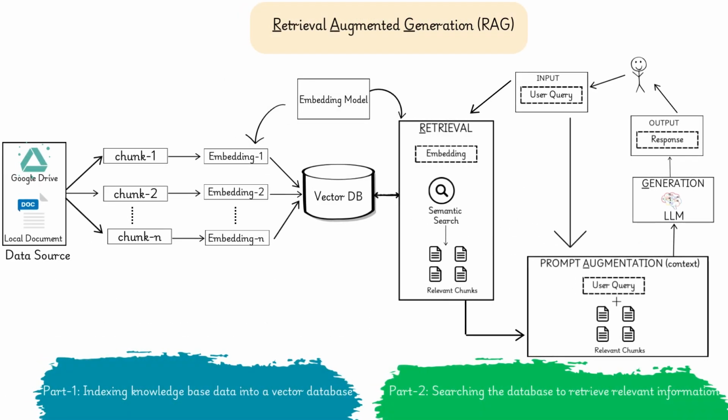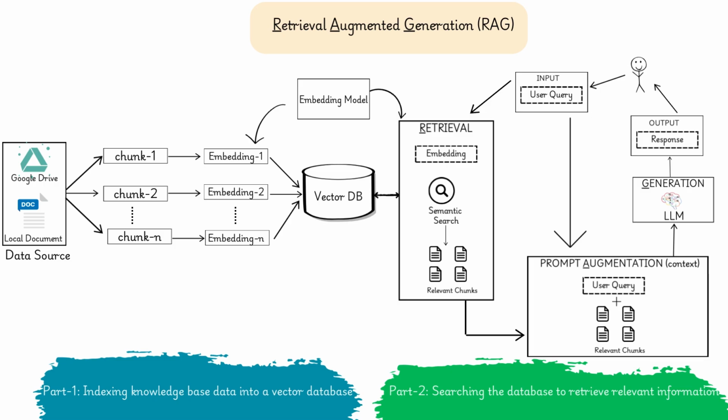RAG, Retrieval Augmented Generation, is a two-part AI technique that involves indexing data into a vector database and searching the database to retrieve relevant information. Part 1. Indexing the data.